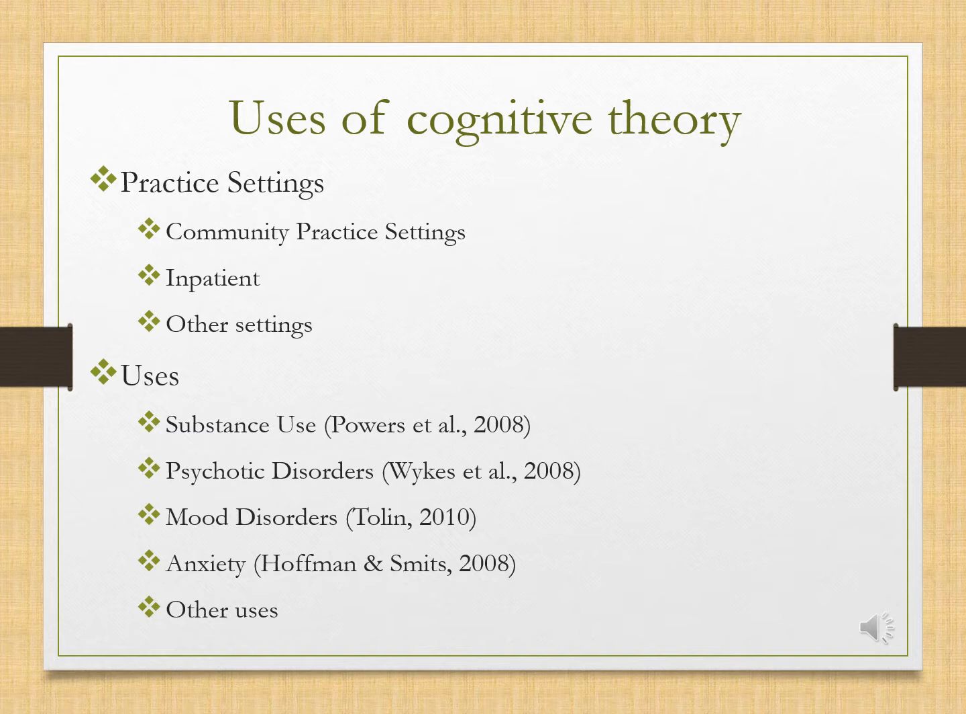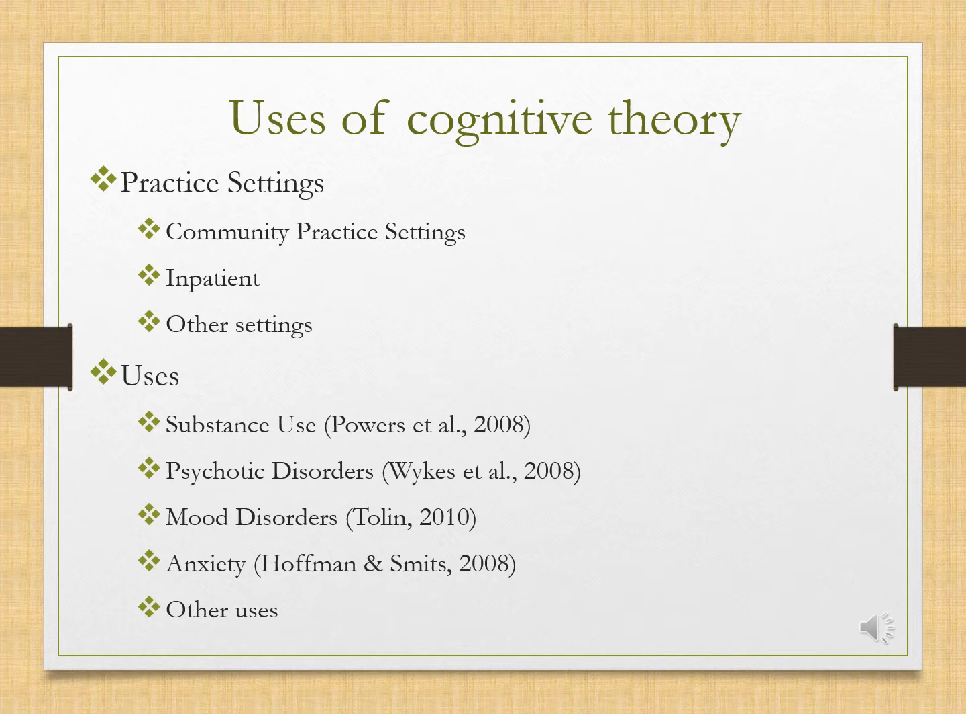When we're looking at uses for cognitive theory-based interventions, we found that there were several common practice settings, which included community practice settings like community mental health centers, mental health clinics, substance use clinics, outpatient clinics, inpatient settings, and also other settings like school-based services, jail-based interventions, and even the workplace. Applications were diverse and universally showed promise, though some had a larger effect size than others and showed better outcomes.